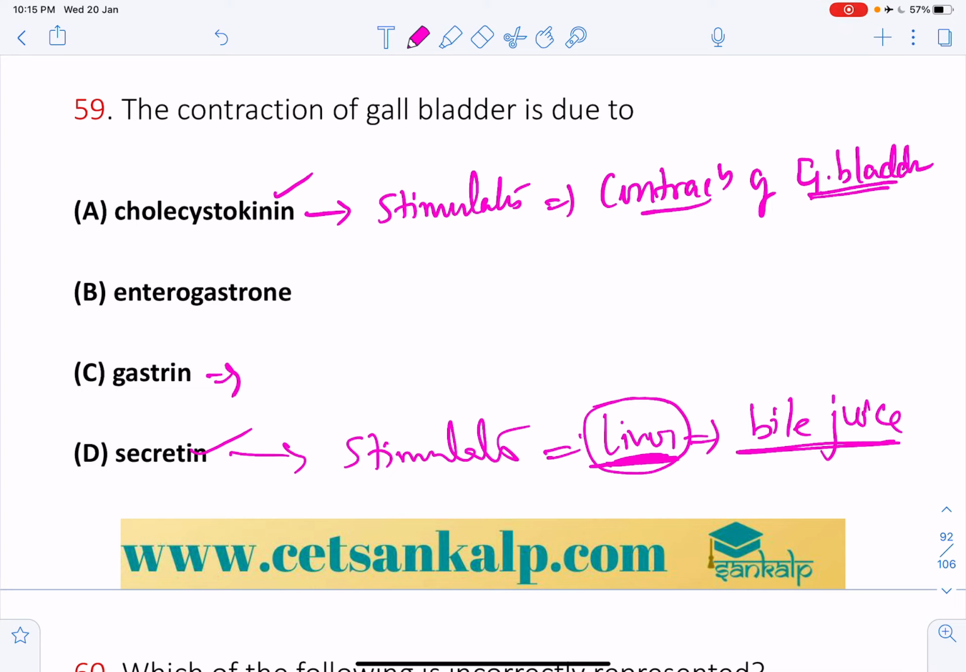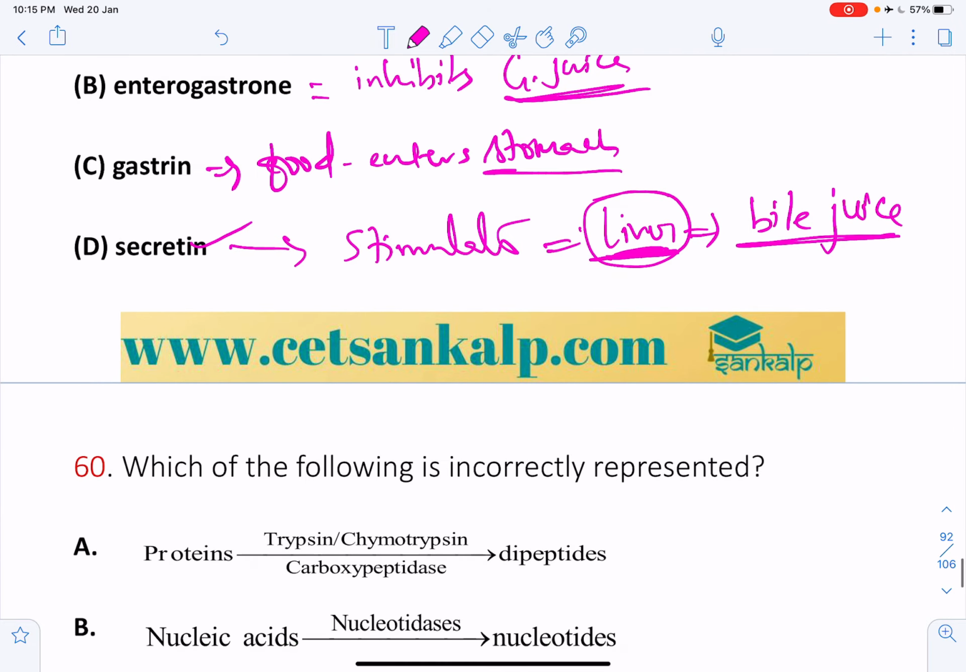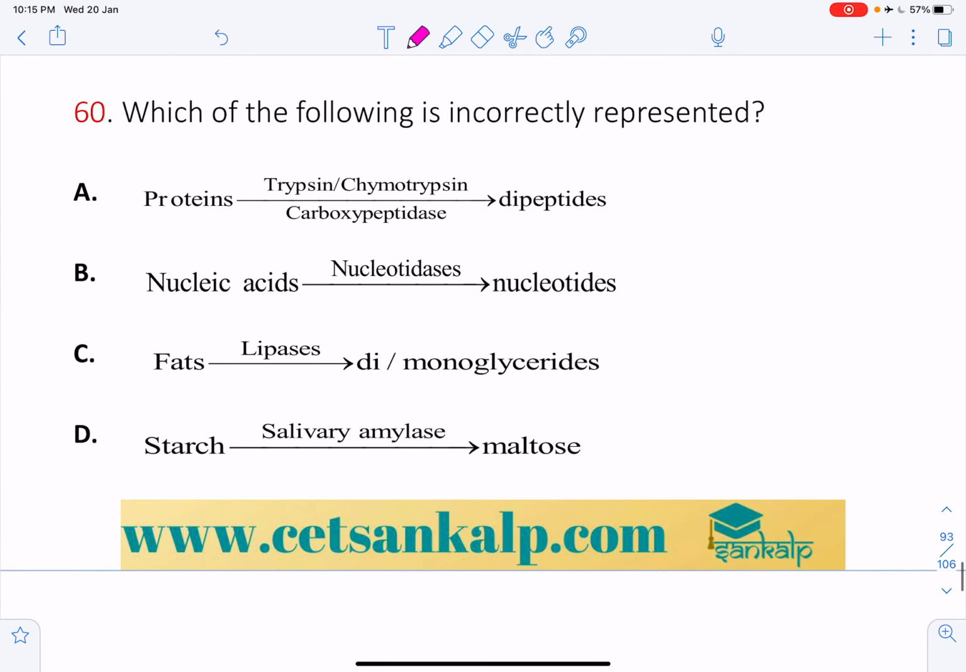This will be stimulated when food enters the stomach. Gastrin will be produced when food, that is bolus, enters the stomach. Enterogastrone will inhibit gastric juice production. So contraction of gallbladder is mainly by cholecystokinin, right? Cholecystokinin. Next, which of the following is incorrectly represented?